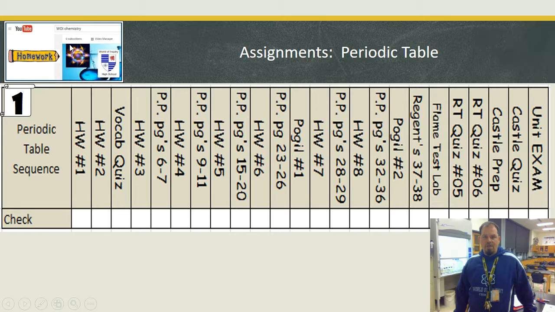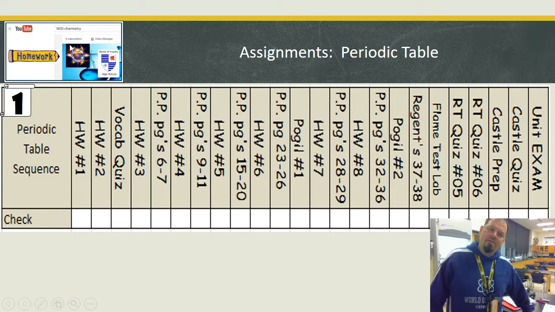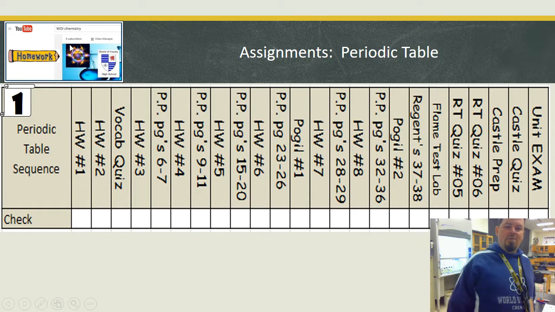There's one issue here, and I left the smartboard off. So flame test, you cross that out nice. We are going to do metals versus non-metals. It will be the lab for this unit. There is going to be a lab, but it's not going to be called flame test lab. How that snuck in there, I don't have any idea. I must have just had flame test lab on the brain when I made this sequence. So everything else is legit.